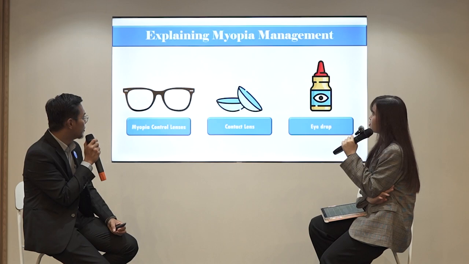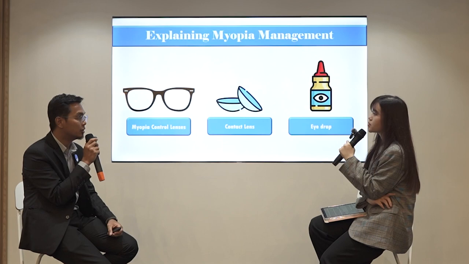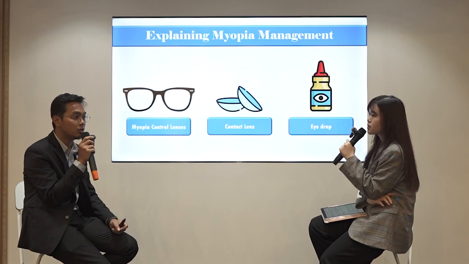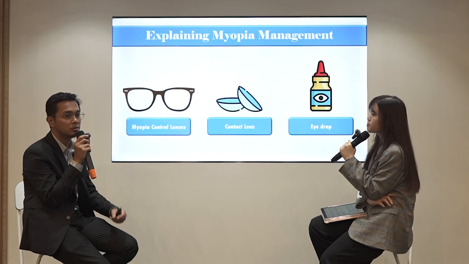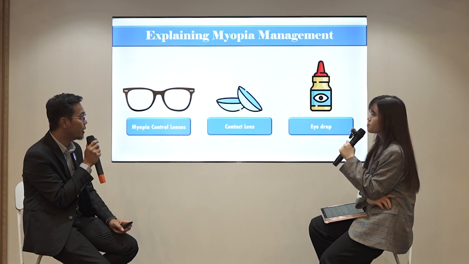You can ask our optometrists what lens is suitable for your kids. Because we have to find out the condition of the eye, like the binocular vision condition, right? Then in order for us to propose or give you a solution, which lens is better or best for your kids. A suitable one for you.